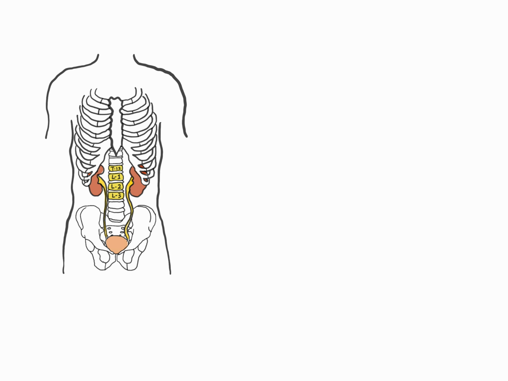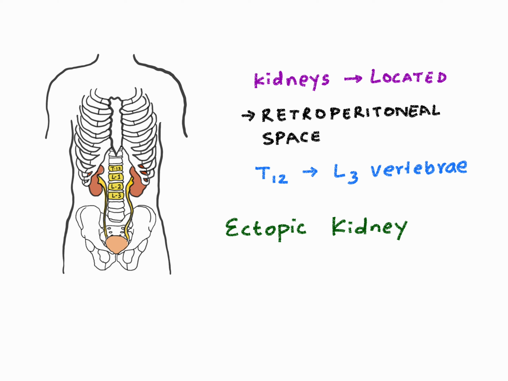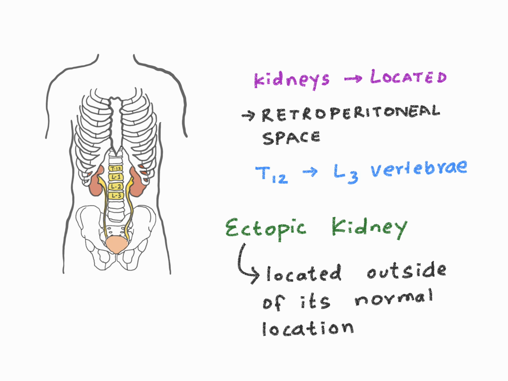As medical students, you know that our kidneys are normally located in the retroperitoneal space, high up in the posterior abdomen, roughly at the level of the T12 to L3 vertebrae. But what happens when one or both kidneys don't make it to their final destination during development? That's precisely what an ectopic kidney is, a kidney located outside of its normal position.